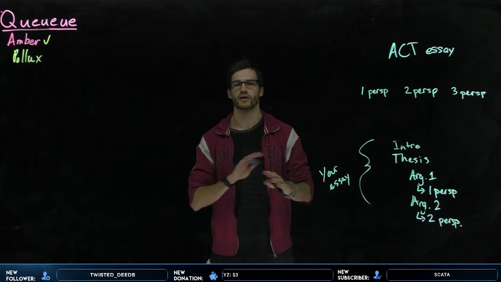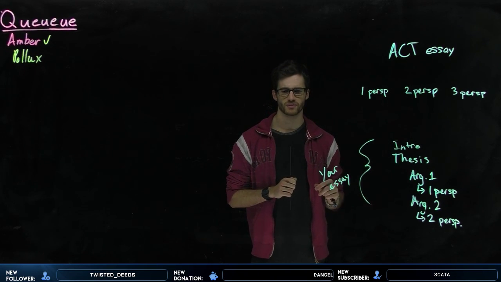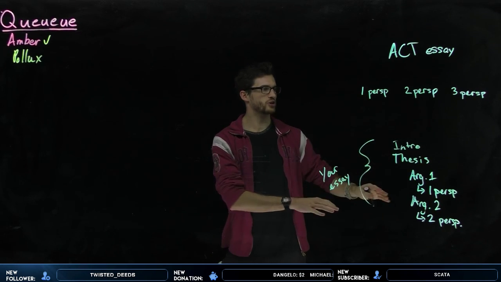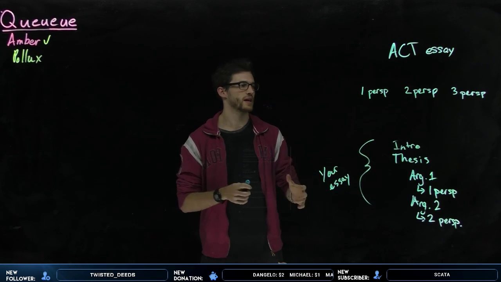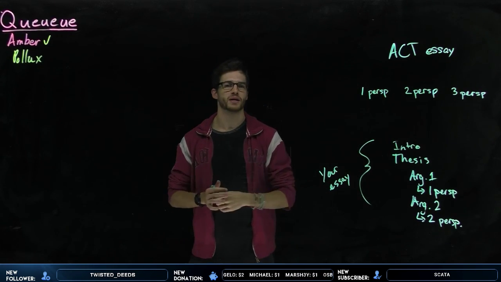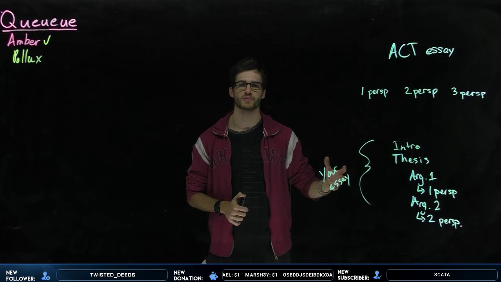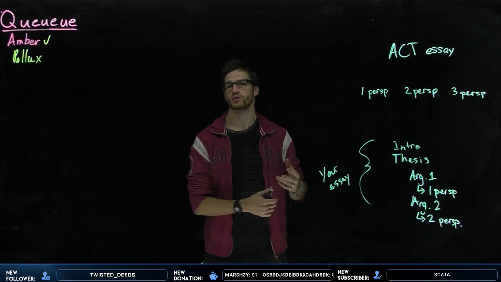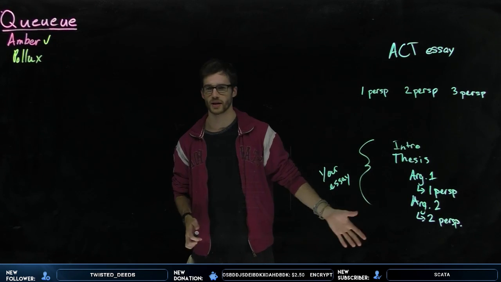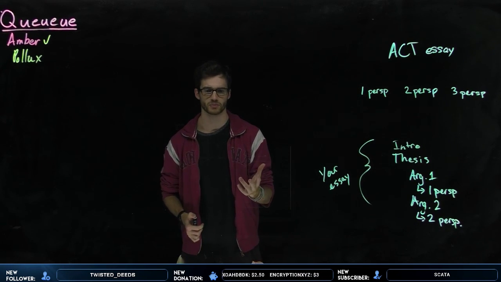But then let's say perspective 3 goes against what you're saying. That's very, very common. So in that case, your third argument could be, well, some people say whatever perspective 3 says, but they're wrong because of this. So you incorporate a perspective that disagrees with your thesis by saying this is a possible counter-argument, and then you counter that counter-argument. So that's how you do the ACT essay, very generally. I would recommend checking it out, but it sounds like you will, probably.